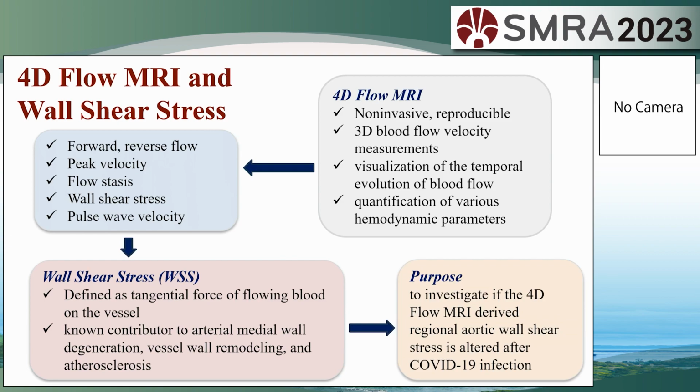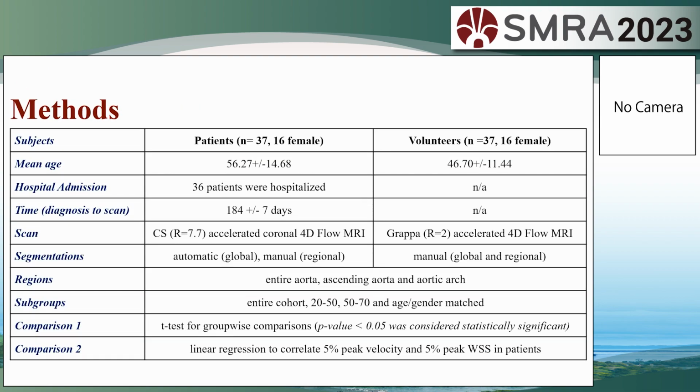So the purpose of the study was to investigate if the 4D flow MRI-derived regional aortic wall shear stress is altered after the COVID-19 infection. So for this purpose, we included 37 COVID-19 cases and 37 healthy volunteers in this study. The mean age of the patient group was 56, which was 46 in the volunteer group, so there was a mean age difference between the groups. Out of 37 cases, 36 patients were admitted in the hospital, including 7 intensive care unit admissions, and 1 patient was managed as an outpatient.